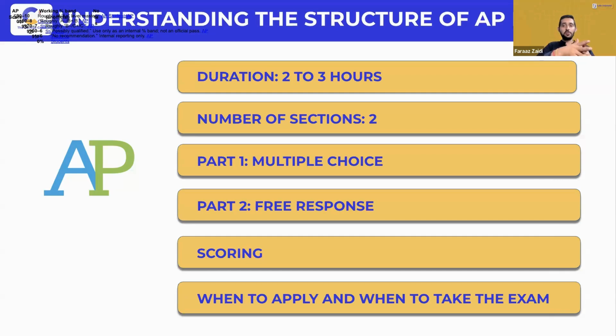The time is divided into two main sections, each testing different skills. So the two sections that you do have, and I'm saying this for every AP exam, would be ranging between, let's say, part one of multiple choice and part two of free response. This structure really ensures a balanced evaluation, testing both your knowledge and application.